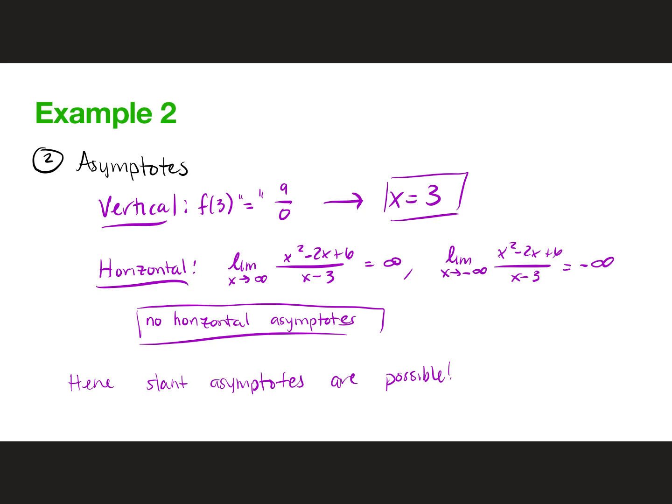For horizontal asymptotes, we'll look at the two limits of our function as x goes to positive infinity or as x goes to negative infinity. And both of them will be infinite. So neither one of these limits actually exists, and that tells us that there are no horizontal asymptotes. There are no finite values which our function is approaching as x goes to positive or negative infinity. And since there aren't any horizontal asymptotes, there is a chance that we have slant asymptotes.